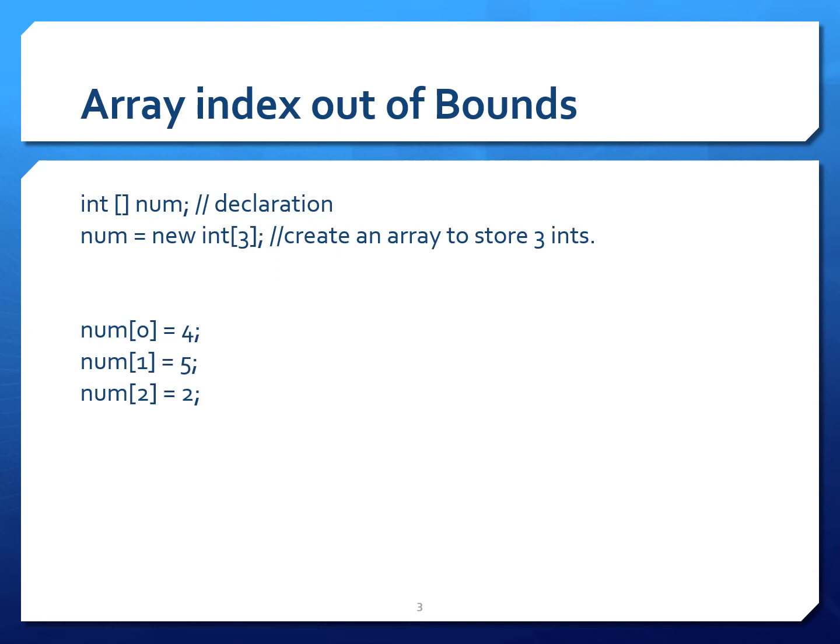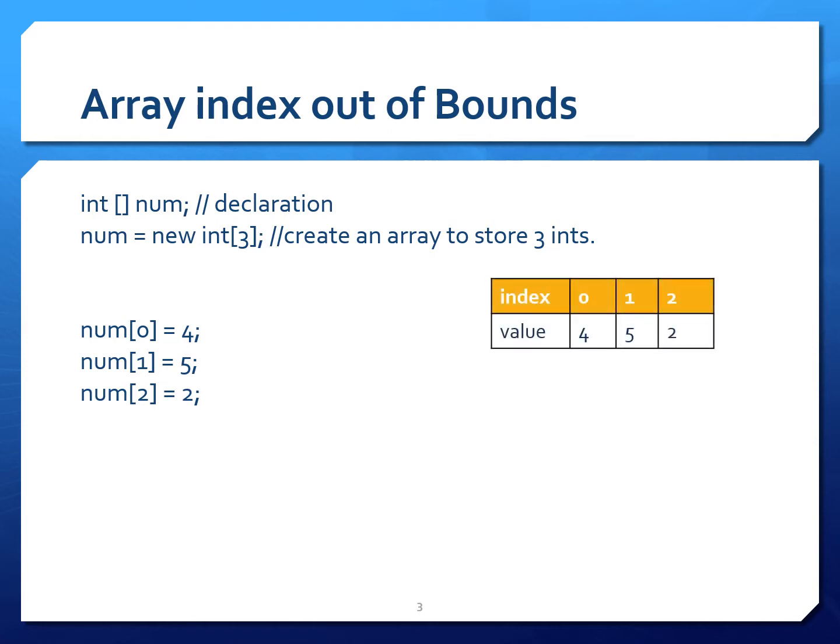To access an item in the array, we use the index of the array. We can only use the index from 0 to array size -1. If we use an index that is beyond array size -1, the program will throw array index out of bound exception.